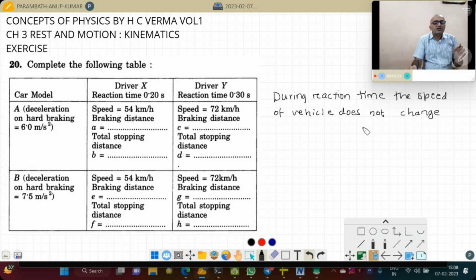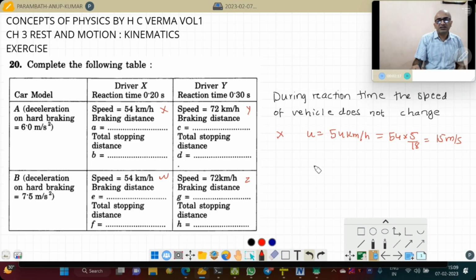So the distance covered during the reaction time: first of all, I am taking the case here, students, in this case, let us say this is X. These are the 4 cases which I am taking. For X, the distance covered during the reaction time will be, the initial speed is 54 km per hour, u is 54 km per hour, which I can write as 54 into 5 by 18, that is 15 meter per second. Now the initial velocity is 15 meter per second and during the reaction time of 0.2 seconds, S during reaction time will be 0.2 into 15, that is 3 meters.